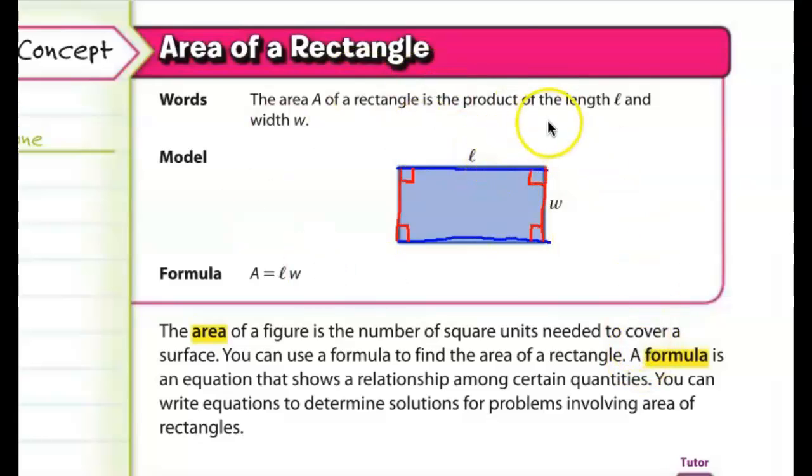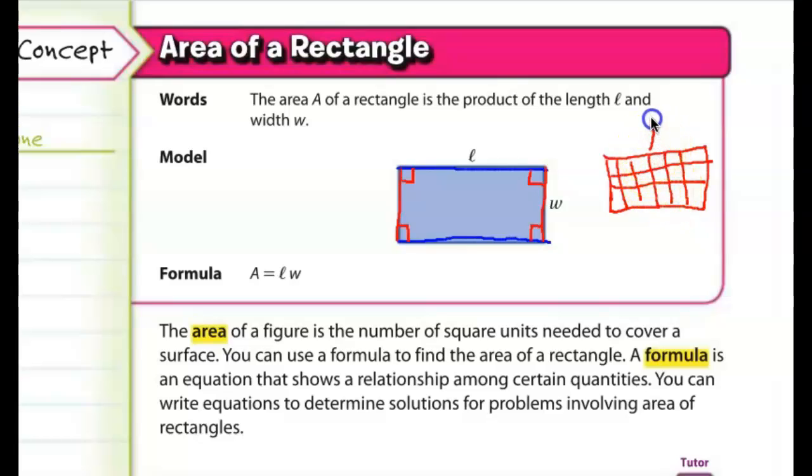All right, so to find the area of a rectangle, it's the product of the length times the width. Now this is going to be very familiar because this is something you did in 3rd grade and 4th grade when you're first starting to learn about multiplication. It talks about finding the area of rectangles, and basically a rectangle was an array. You counted the squares and the number of squares inside an object is the area.